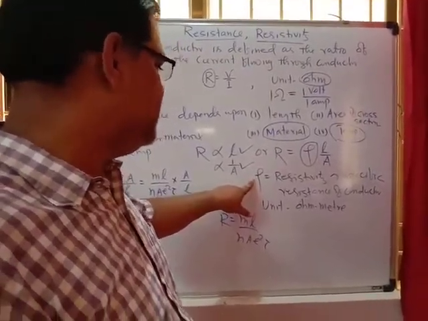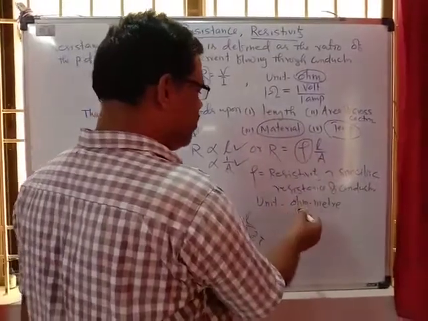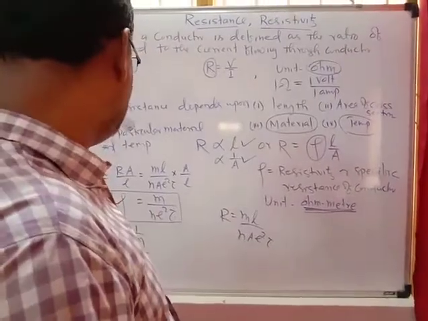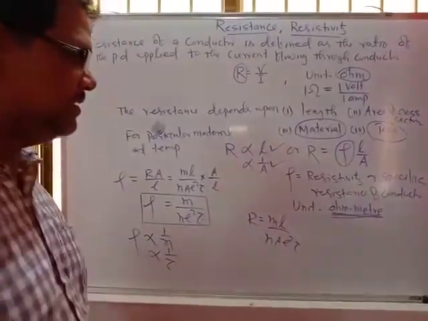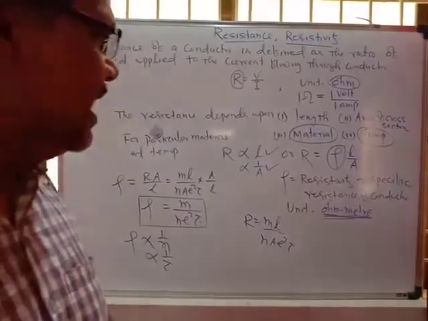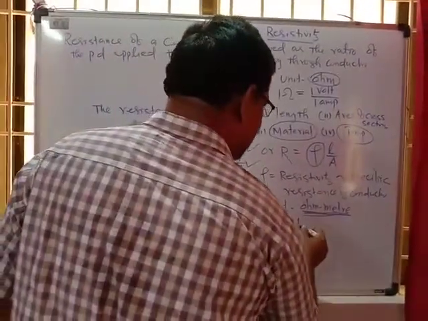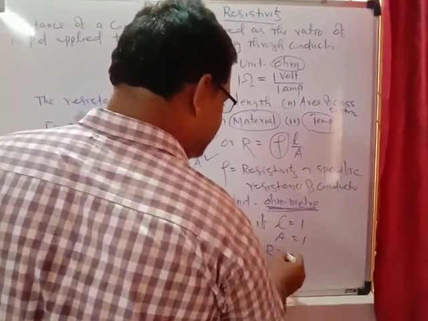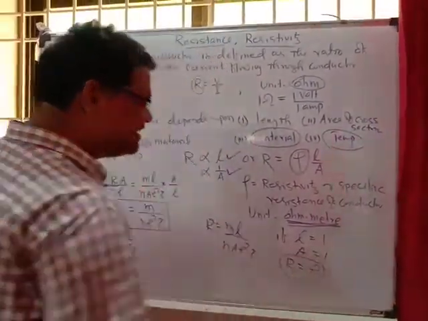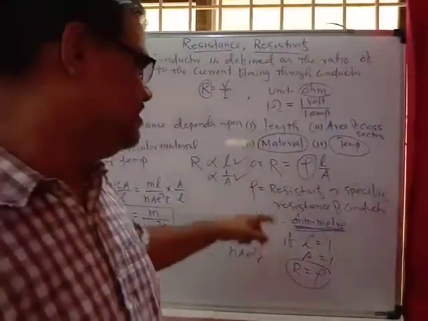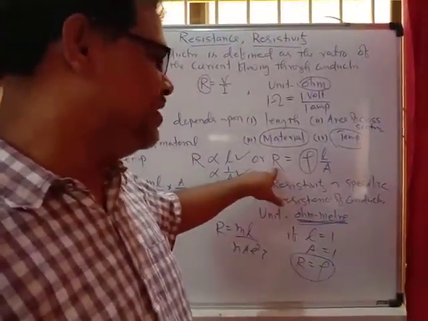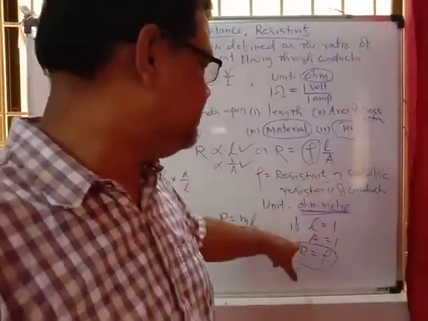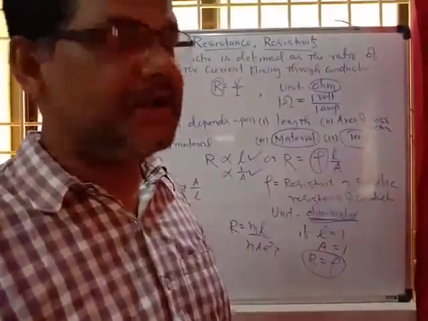What will be the unit? From here you can get directly that the unit of resistivity is ohm meter. If L equals 1 and A equals 1, then the resistance will be equal to the resistivity. So the resistivity of the material of a conductor is defined as the resistance per unit length per unit area of cross section of the conductor.